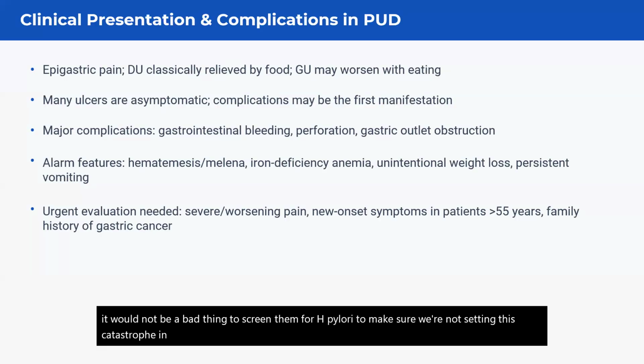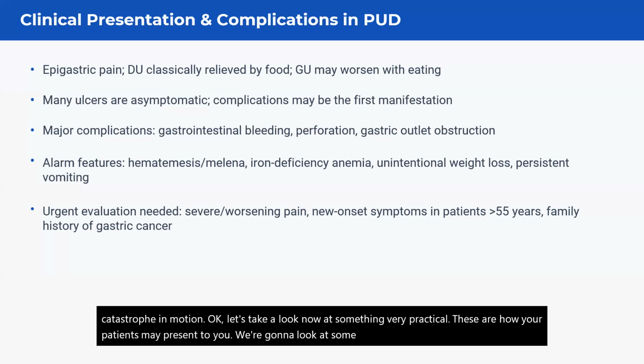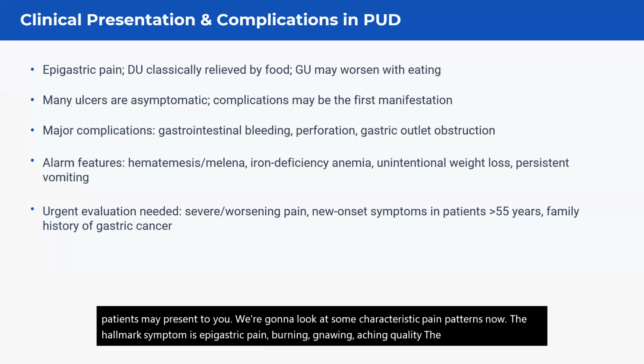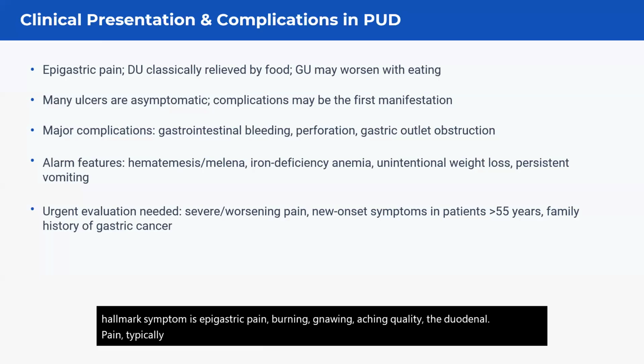Okay, let's take a look now at something very practical. These are how your patients may present to you. We're going to look at some characteristic pain patterns. Now, the hallmark symptom is epigastric pain, with a burning, gnawing, aching quality. The duodenal ulcer pain typically improves with food. Let's say that again, because you might see that somewhere.